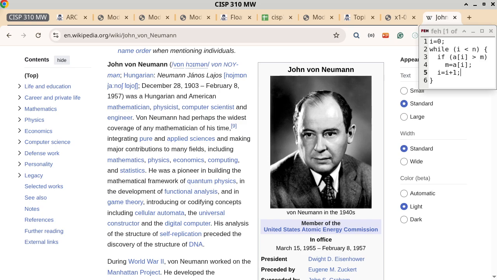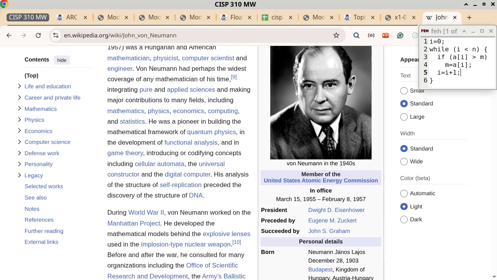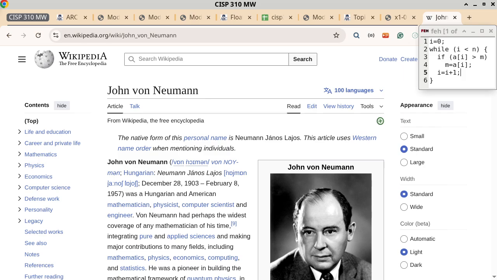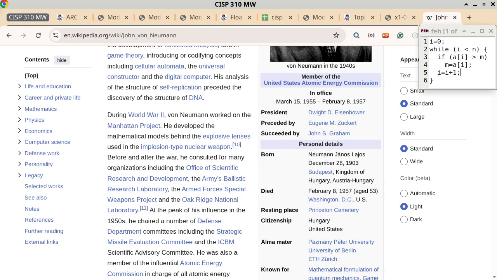So now the question is, he does a lot of things in quantum mechanics and game theory and whatnot. Those are all kind of niche areas, not really mainstream in each of those particular areas. He passed away when he was relatively young. He was born in 1903, and he passed away when he was only 53 years old.